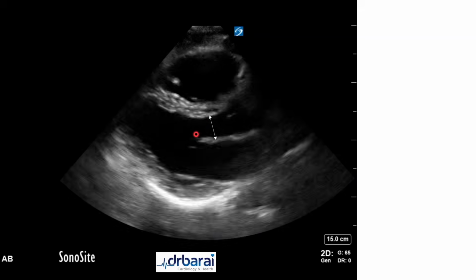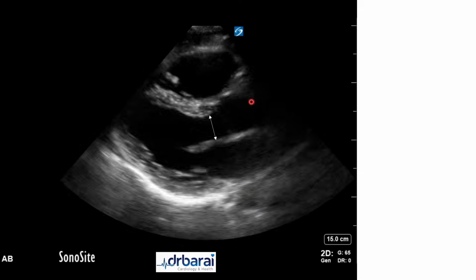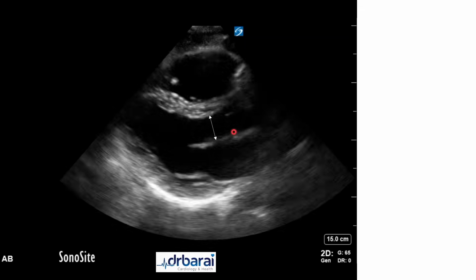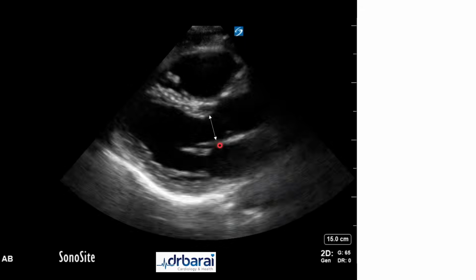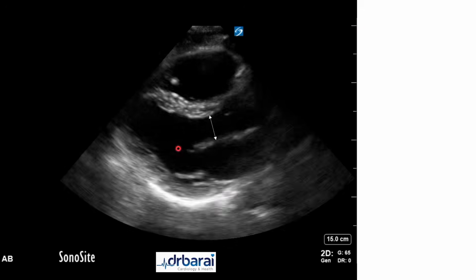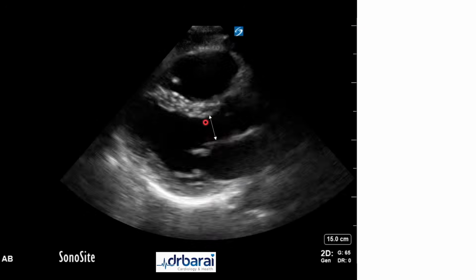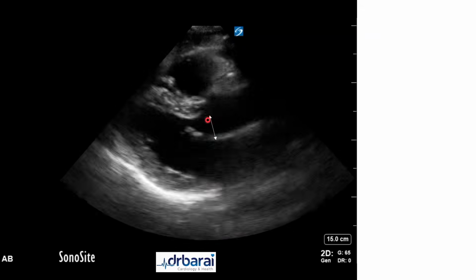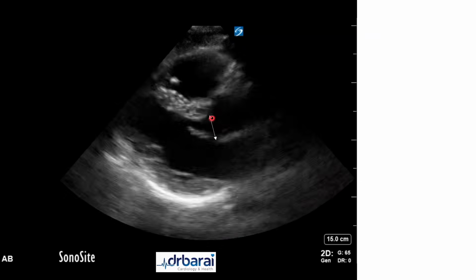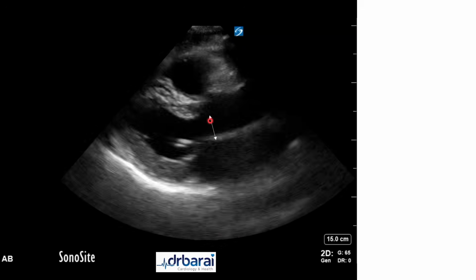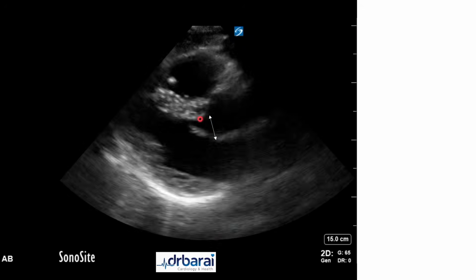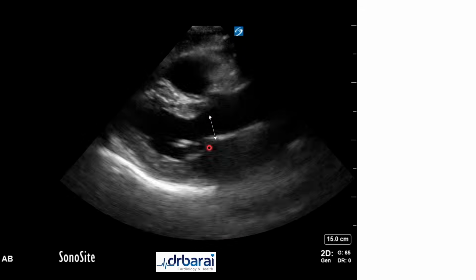At the mid systole, when the aortic valve is open and the anterior leaflet of the mitral valve is almost parallel to the interventricular septum, this is exactly when we should measure the left ventricular outflow tract diameter, and it should be done inner edge to inner edge.